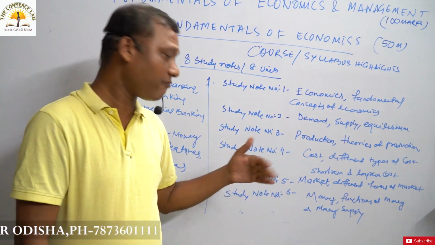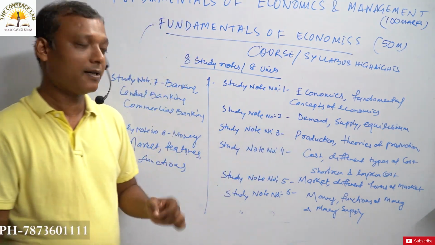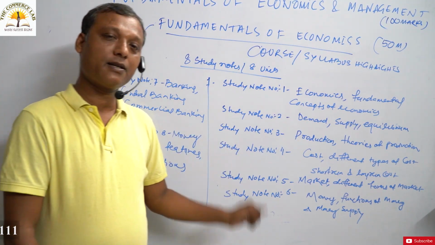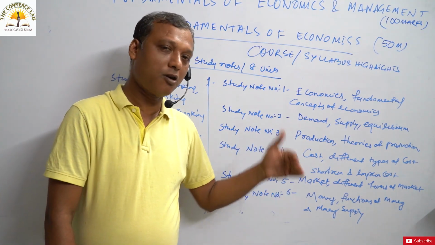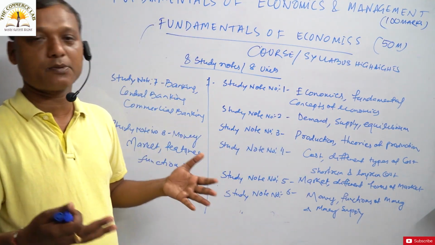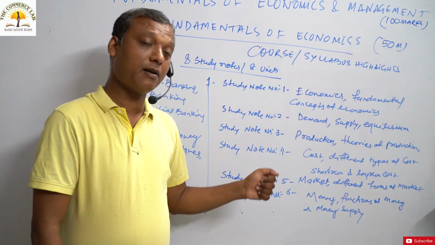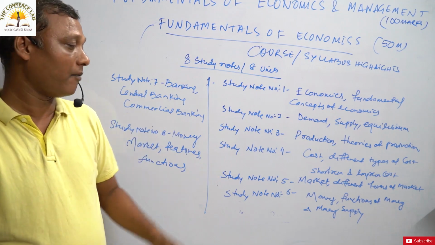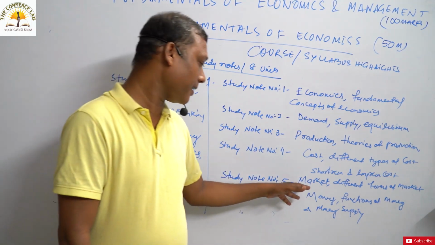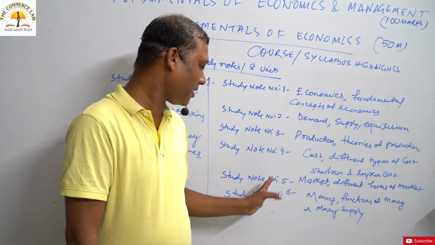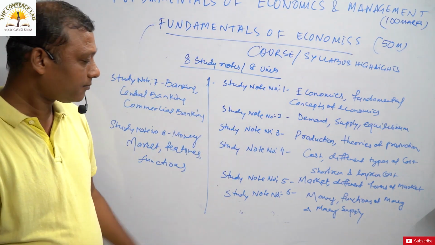Imperfect competition is further subdivided into monopoly, monopolistic competition and oligopoly. So basically we get four types of market: perfect competition, monopoly, monopolistic competition and oligopoly, which we will study under chapter 5 or study note number 5.